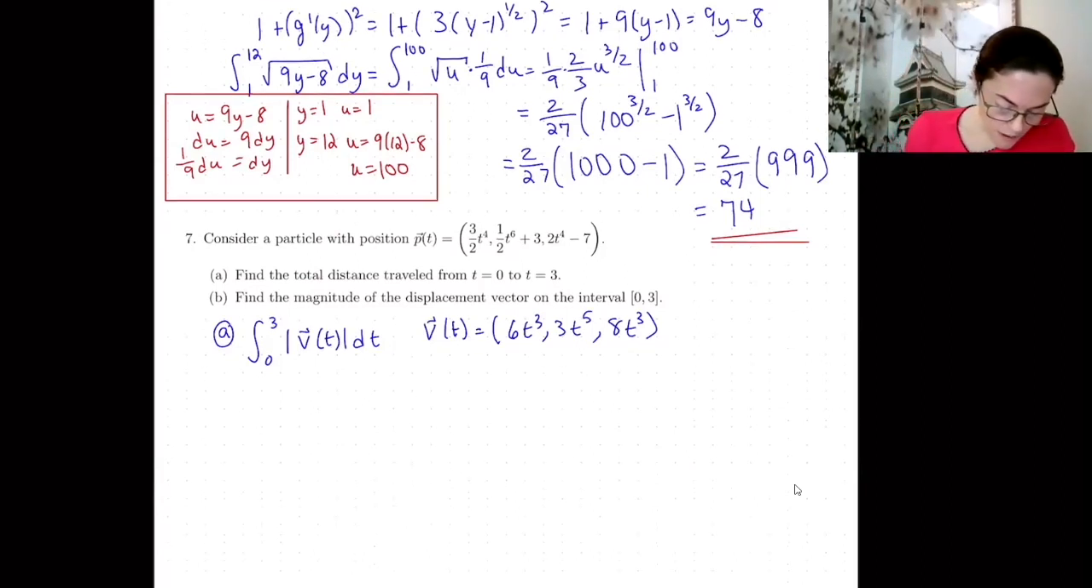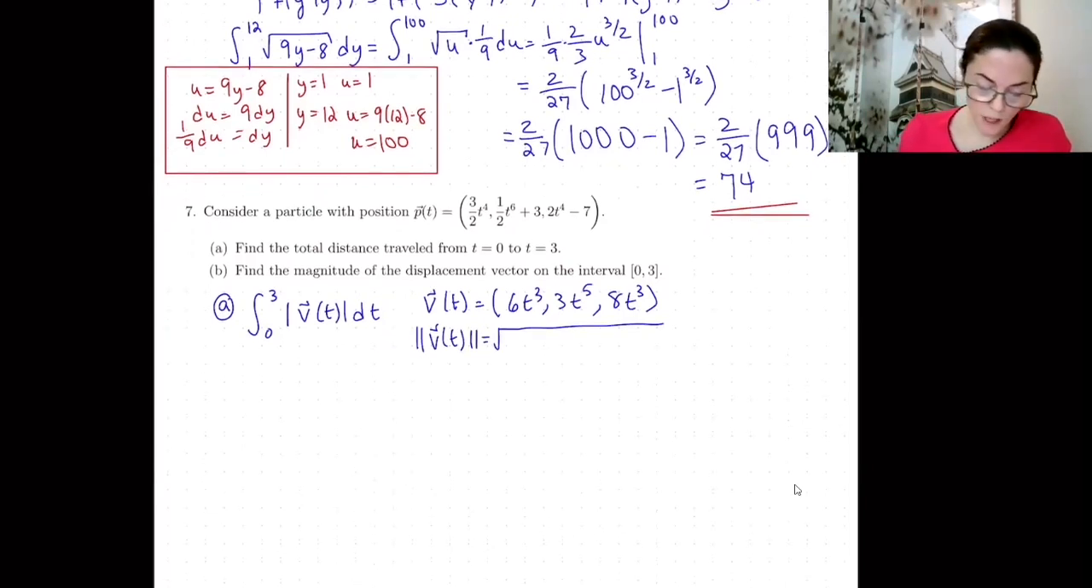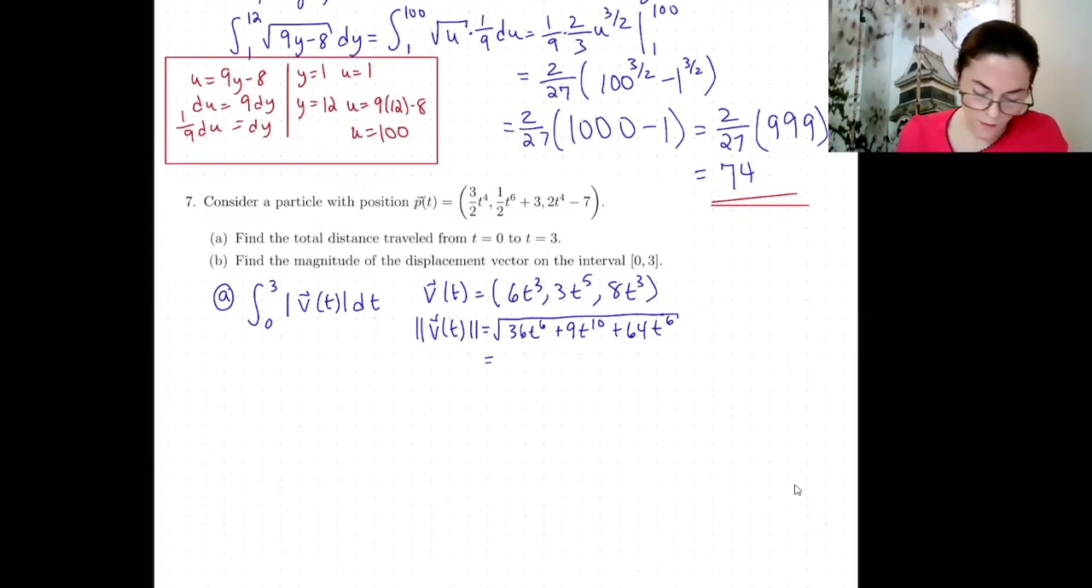Okay, now I need to compute the length. This will be the square root of, well, you add up the squares of each component. So this is 36 t to the 6 plus 9 t to the, when you square it, it's 10th. Power to a power, multiply powers, and then 64 t to the 6th. Okay, let's combine like terms. We get a square root. 36 and 64 gives us 100, so we have 100 t to the 6th plus 9 t to the 10th.